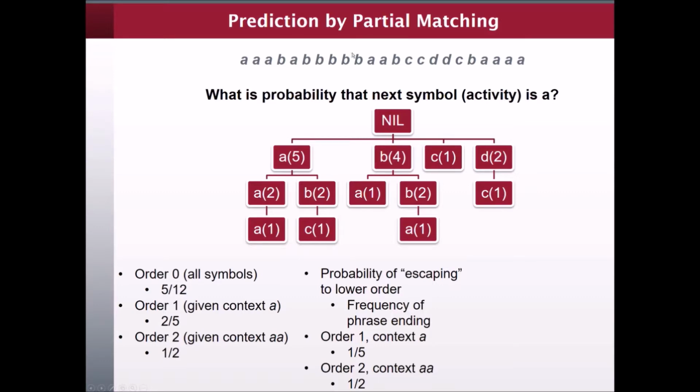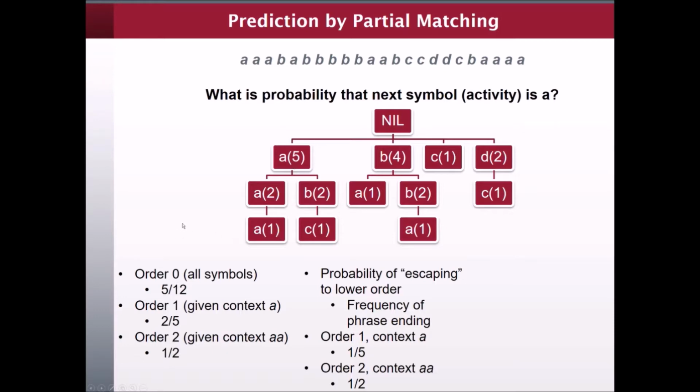If we are parsing this input string and trying to determine what is the probability that the next symbol is an A, and we're currently at order 1 or at this level of the tree, and we're trying to determine what is the probability that the phrase is not this long, but is actually a shorter phrase, we can look at the fact that the shorter phrase occurred 5 times and the longer phrases occurred 4 times. So the probability that the phrase ends with just one symbol and doesn't come to this level of the tree is 1 out of 5.